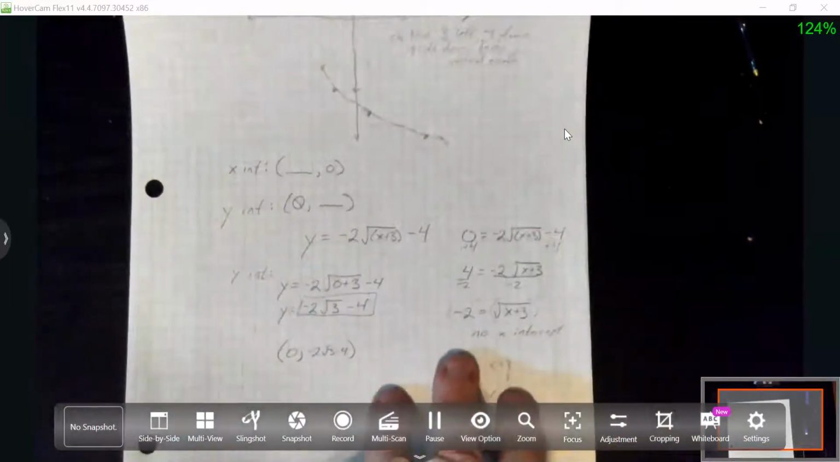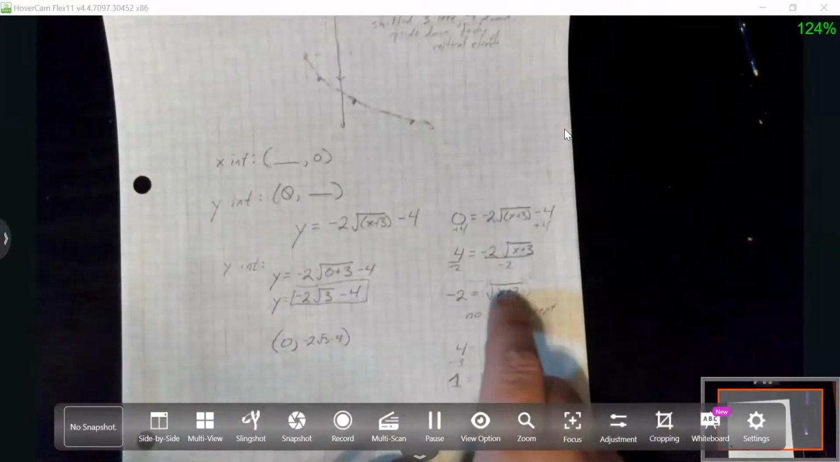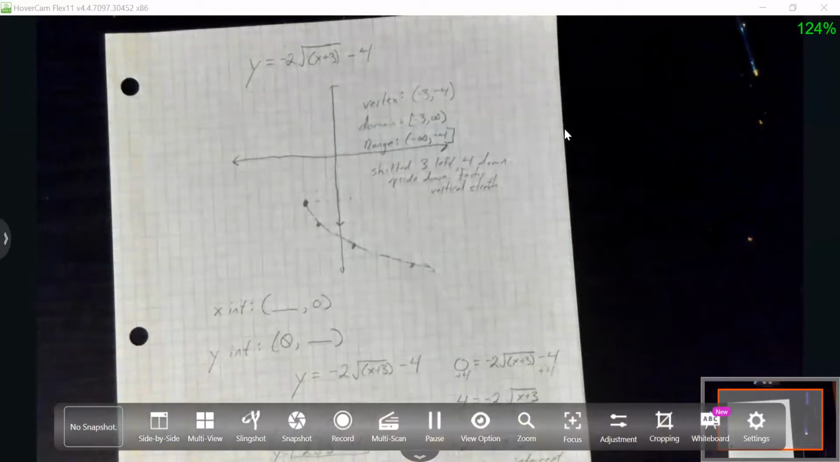So just be aware when you go through to solve for your intercepts that you're not falling into this trap. If you see your square root has to be a negative, or if you've already graphed it and you can see it's not going to intercept, then you're done. You just say there's no intercept. We don't have to have it.